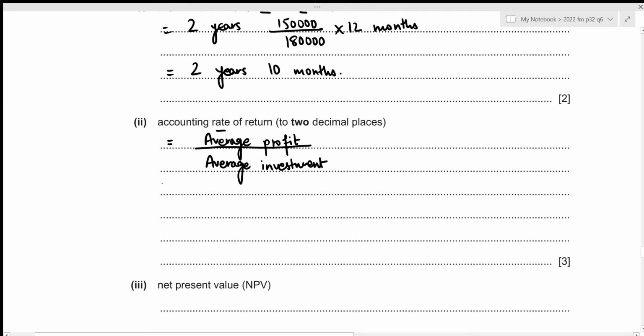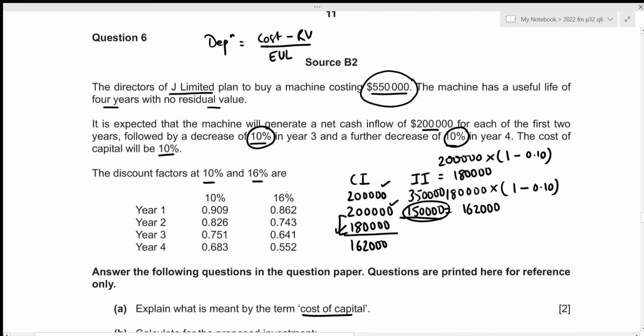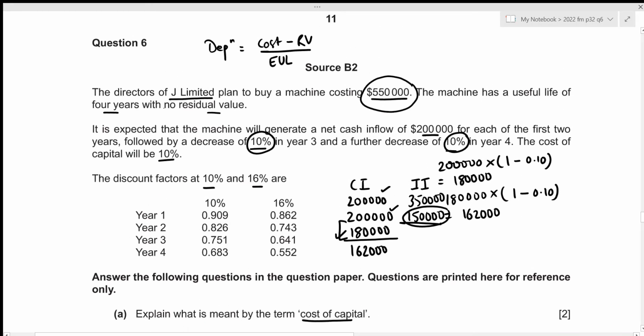Okay, first of all, let's figure out the average profit. So average profit is just going to be all of our cash inflows minus our depreciation. And in this case, we are clearly told that there is no residual value, which means that the total cost will now be the total depreciation charge for 4 years, right? So what we need to do in order to figure out our average profit is just add all of our inflows, then subtract this initial outflow, and then divide it among the 4 years. So let's do that.